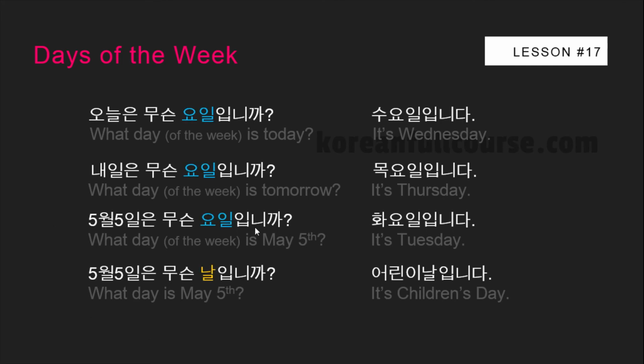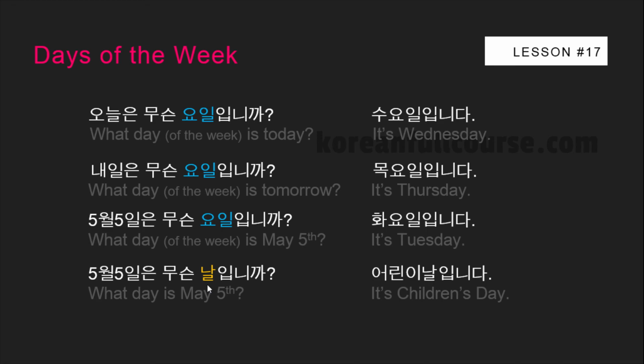Look at these 2 sentences. When you want to know the day of the week, you need to use 요일. And if you want to know if the day is a national holiday or somebody's birthday or any other special day, you need to use the word 날, which means day. Okay, we have just finished the first part of this lesson.